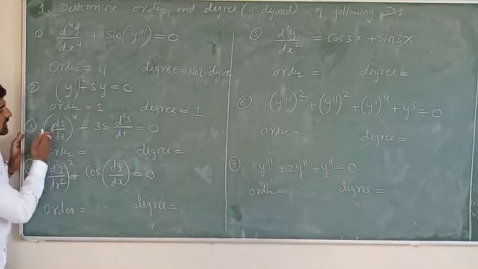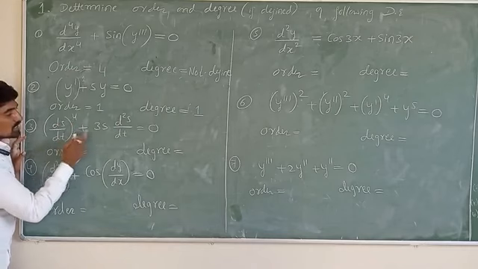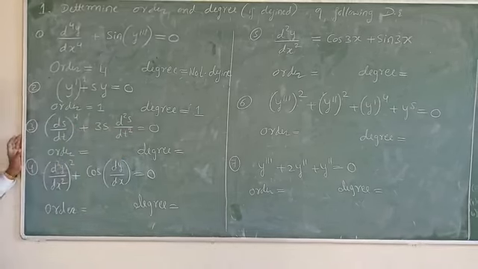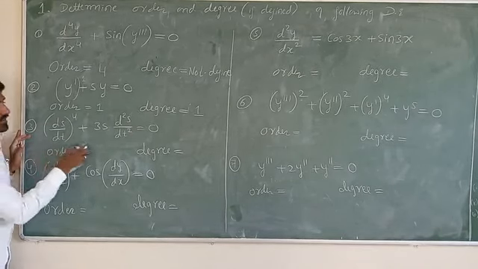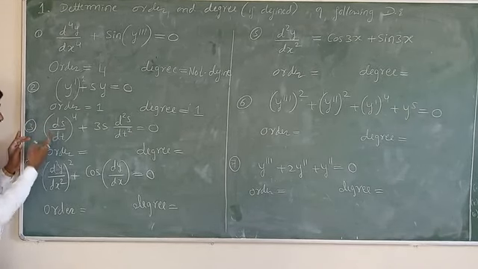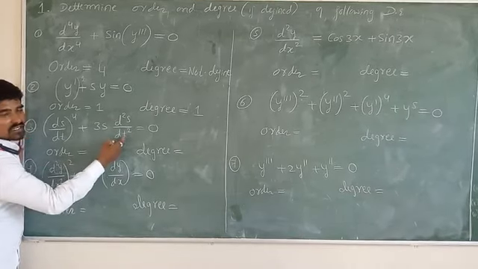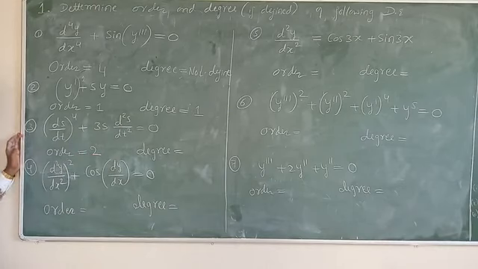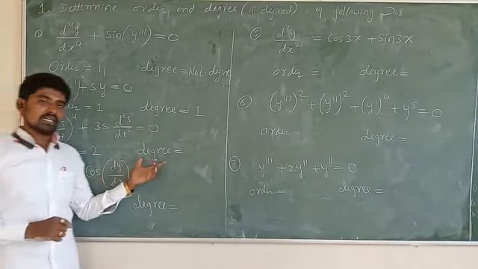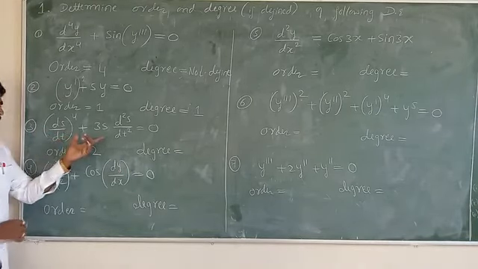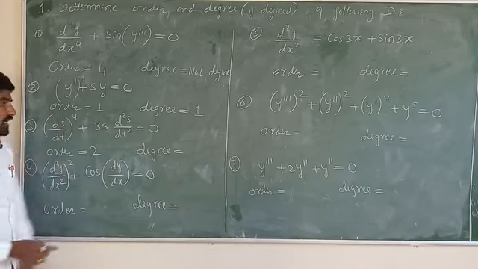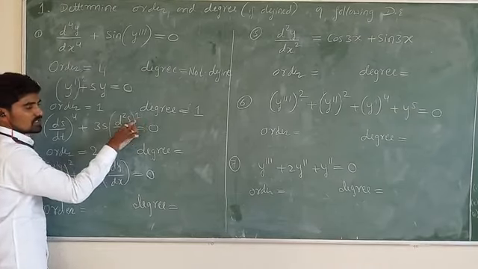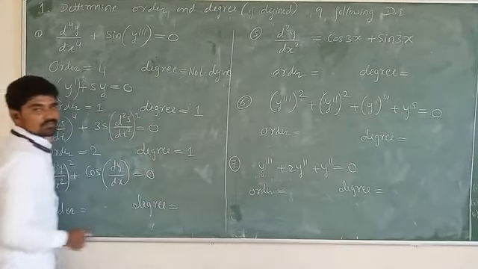Now for the third one, (ds/dt)^4 plus s times d^2s/dt^2 equals 0. For the third differential equation, this is the first order derivative, this is the second order derivative. Therefore, the highest is second order, so the order of the third differential equation is 2. And this differential equation is polynomial in derivative, and the power of the highest order derivative involved is 1. Therefore, the degree is 1.